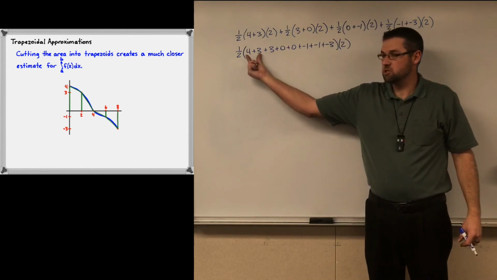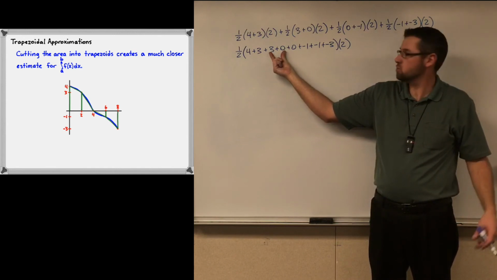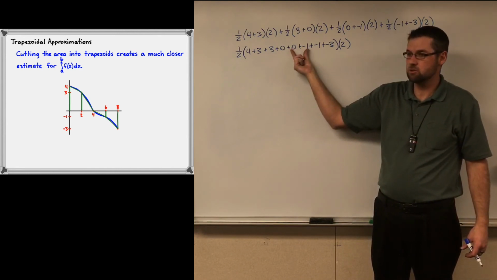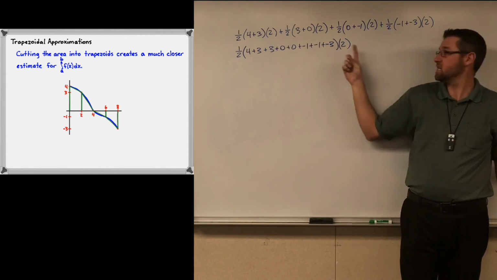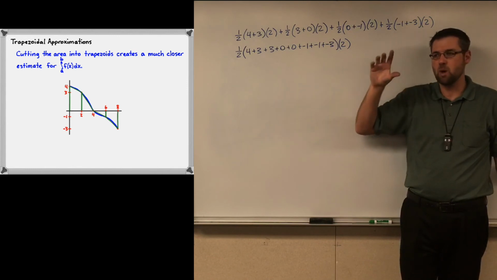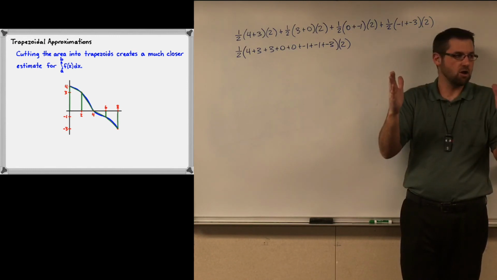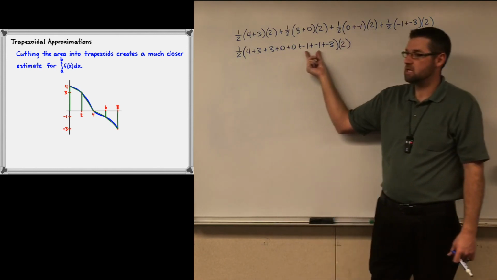Here's trapezoid 1's 2 bases. Trapezoid 2's 2 bases. Trapezoid 3's 2 bases. Trapezoid 4's 2 bases. Are you guys okay with that? And then this is your height, right? This only works when the subintervals are the same, right? But if they are, what are we noticing in all these cases?